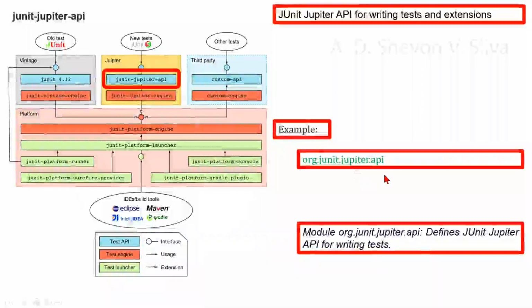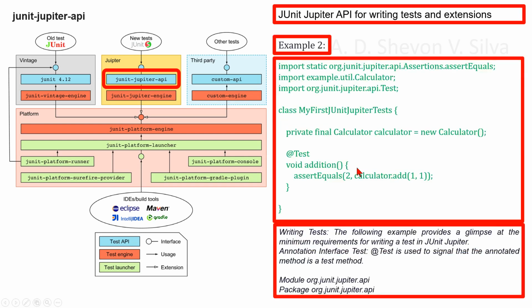Example, we can consider the module org.junit.jupiter.api, which defines the JUnit Jupiter API for writing tests. As an example 2, we can consider this code segment. Writing tests. The following example provides a glimpse at the minimum requirement for writing a test in JUnit Jupiter.